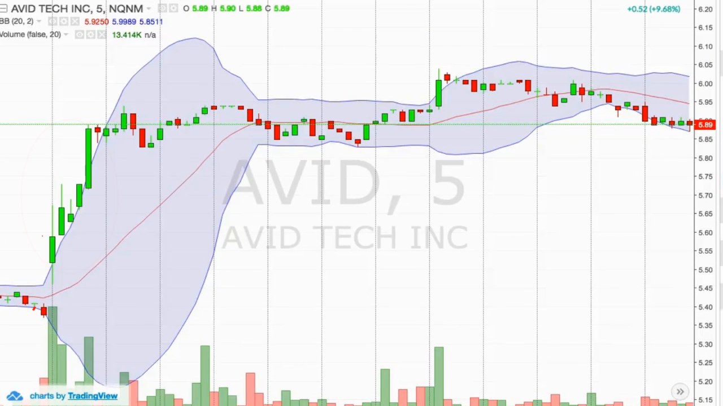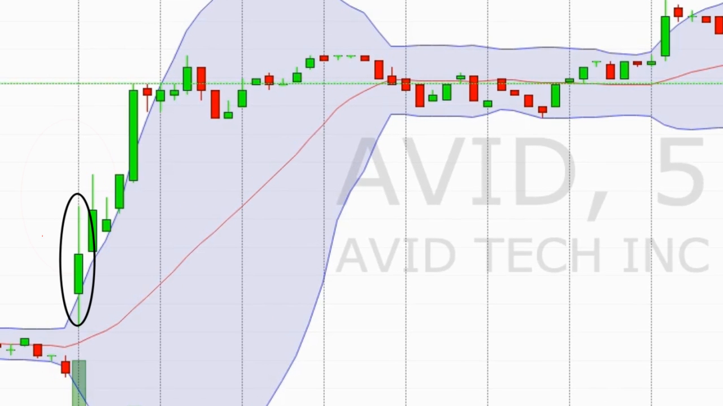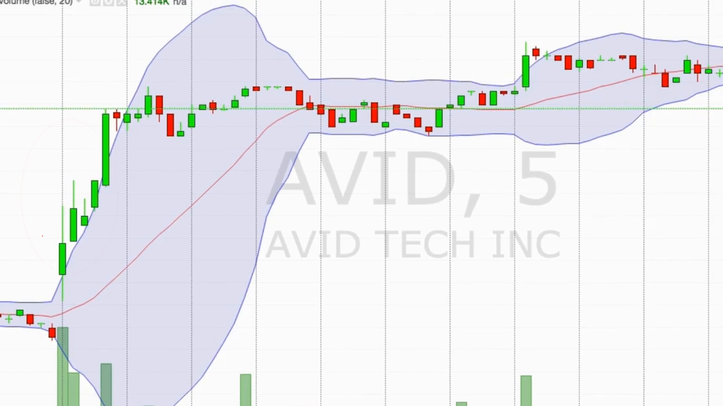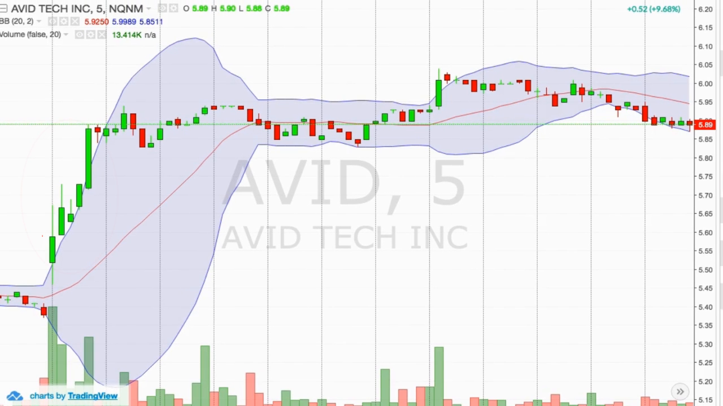This is an example of Avid Technology, where the stock had a huge price surge on the open. The first candle penetrated the upper band on the open. This violent run-up is often where novice traders exit their position prematurely. Notice how the stock rode the bands higher, penetrating the upper band with each new candlestick. Avid Technology ran almost 10% in 30 minutes before any price correction.